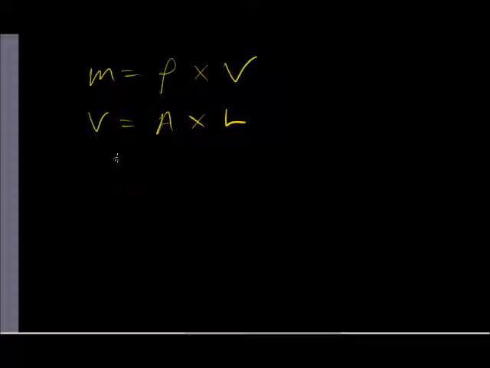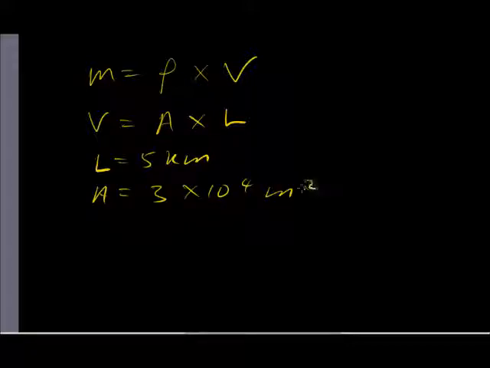To find the mass of a copper cable of length 5 km, we need to multiply the density of the copper by the volume of the cable. And the volume of the cable is given by the cross-sectional area of the cable multiplied by the length. It's given in the question that the length is 5 km and the cross-sectional area is 3 times 10 to the power minus 4 meters squared.